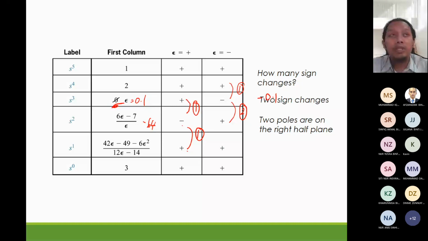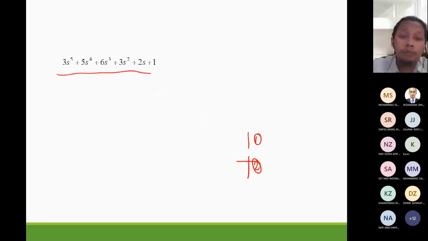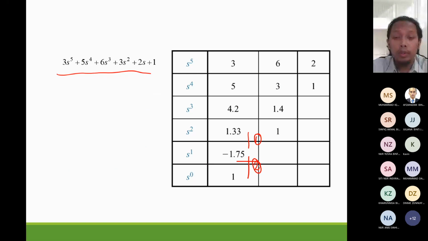Okay, because maybe the question already indicates, like the question says the transfer function has 0 in the first column, so students didn't show, maybe something like that. But the appropriate way to do this is to show first that there's a 0 in the first column, then you can reverse the coefficient. Okay. So I think this is quite straightforward.